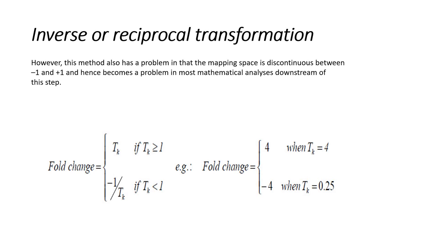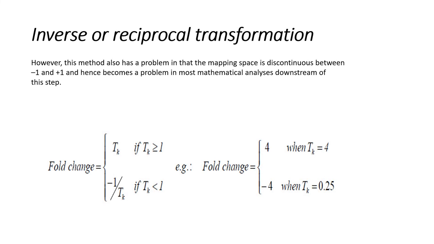So what is inverse or reciprocal transformation? In this method, the mapping space is discontinuous. Although this is also applicable, the mapping space is discontinuous between -1 to +1. So what happens in this method? Genes that are mapped from 1 to infinity are now mapped up to 1 plus 1, meaning 0 to 1.